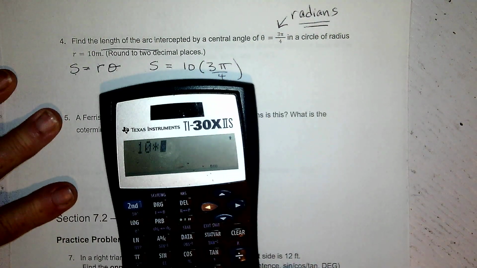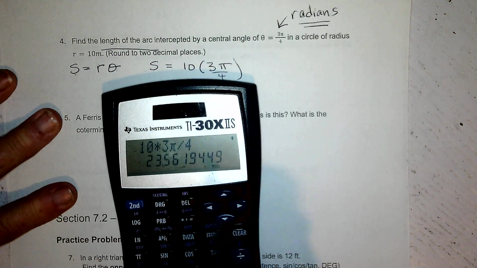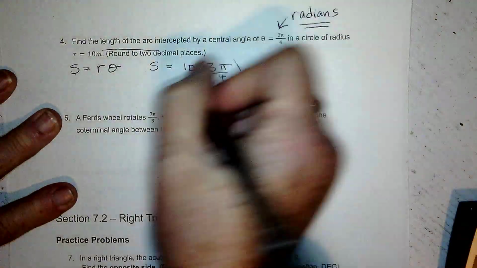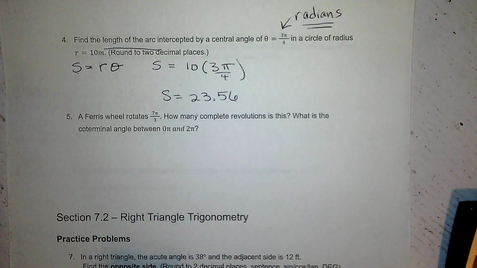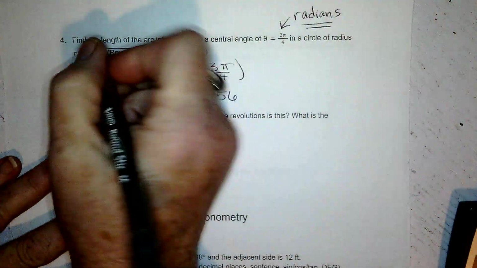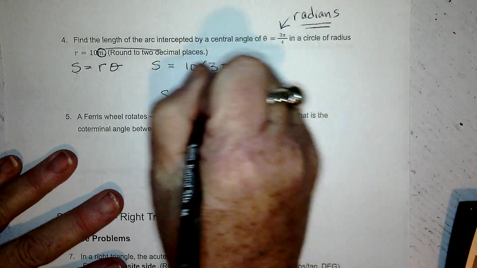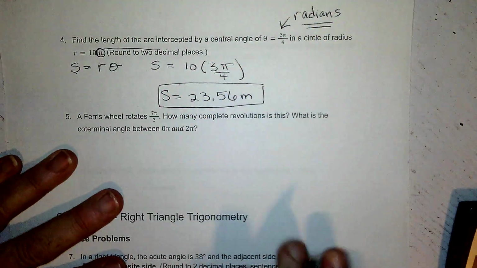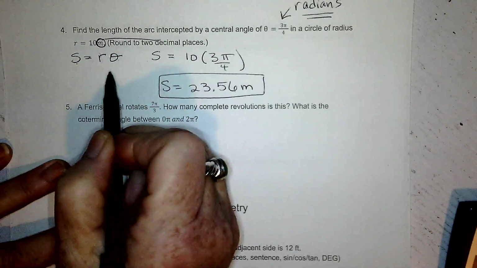10 times 3 pi divided by 4 equals, and that's 23 point, what am I rounding to? 2 decimal places. 23.56. Now that is not my full answer. Please be careful, because this needs to have a unit with it. You're measuring the arc length, so it needs to have the same unit as your radius. Okay. Most people forget this one in the exam. Make sure you have this written on your note card.